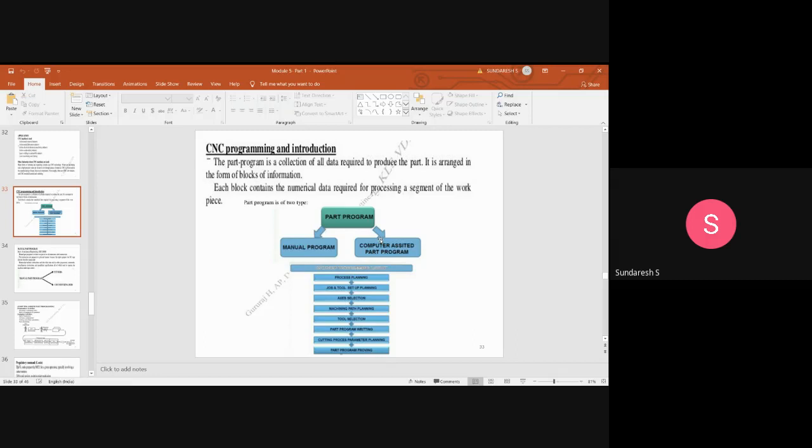Part programming is a collection of all data required to produce the part. It is arranged in the form of blocks of information, and each block contains numerical data required for processing a segment of the workpiece. So I think you can see this here.